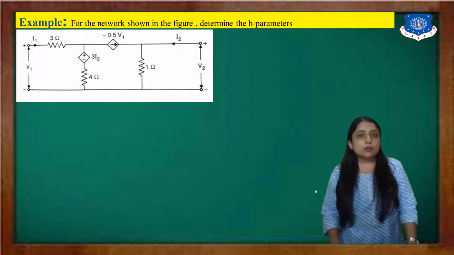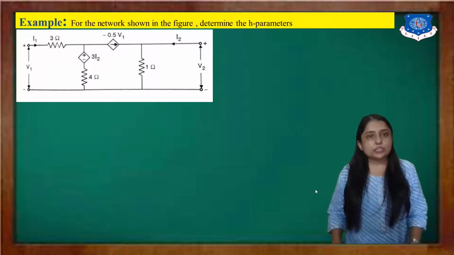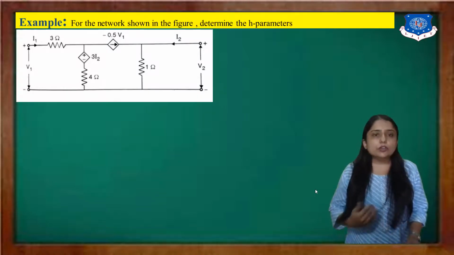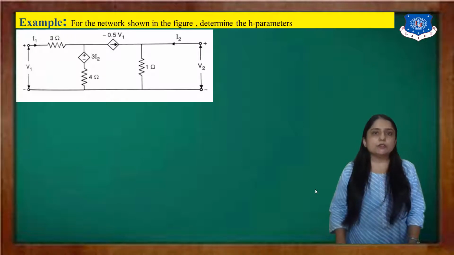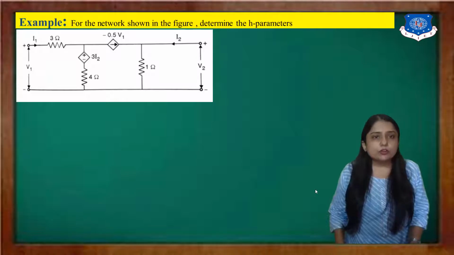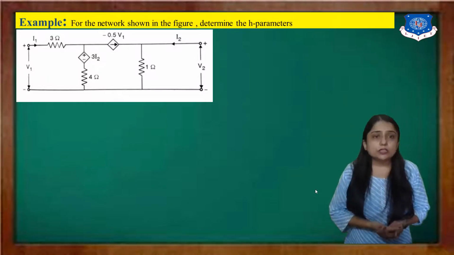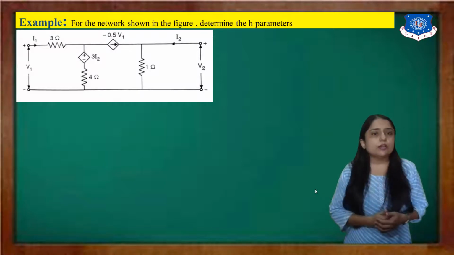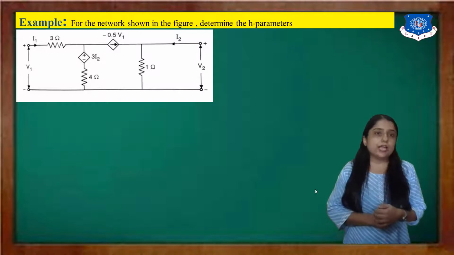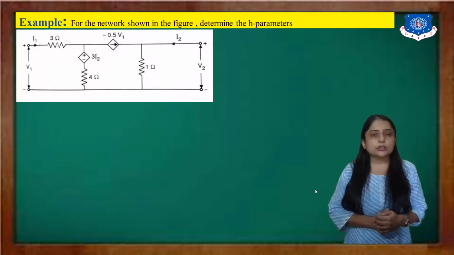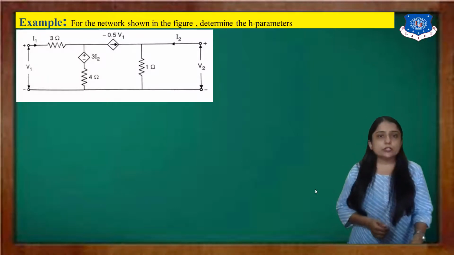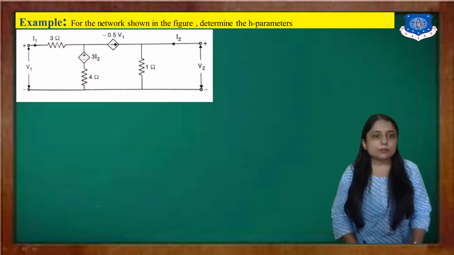See here, for the network given in the figure, determine the H parameter. And what network is given to us? Right. So whenever you want to find out any parameter, for example Z, Y, H, G, any parameter, what do you have to do? First of all, you have to write down the equations related to that parameter. Right now we want to find out the H parameter, so we have to write down the equations related to H parameter. My equations are in terms of V1 and I2. So let's write the equations of H parameter.